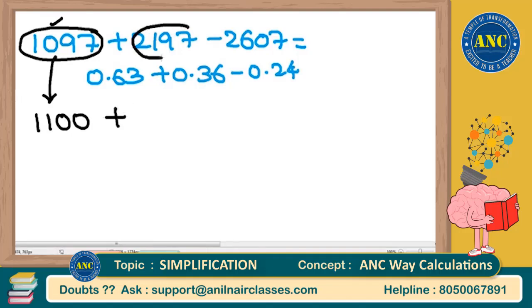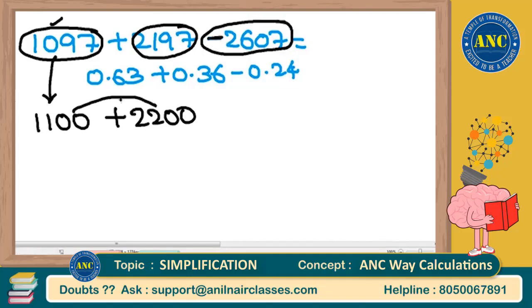Similarly, I will add 3 to make it 2200. When I added 3 plus 3, totally I added 6. Now I have minus 2607. To compensate that addition of 6, I will subtract 6. It becomes minus 2613, right? Minus 2613. Now Reena, it is for you.